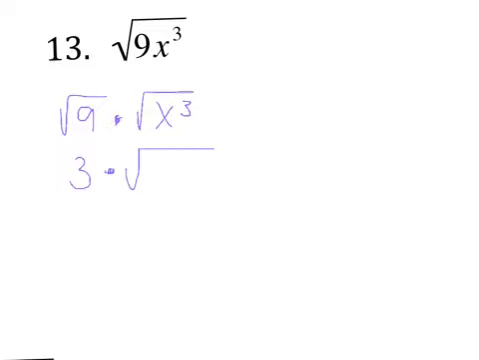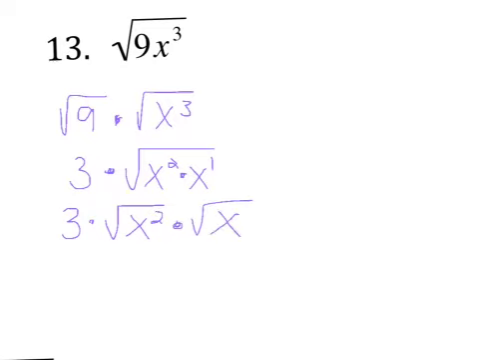However, we can break up x cubed as x squared times x to the first. As you'll remember from a couple chapters ago, x squared times x to the first equals x to the third, so we can break it up like that. So then we have 3 times the square root of x squared times the square root of x, and the square root of x squared is x, so 3x square root x is our final answer.